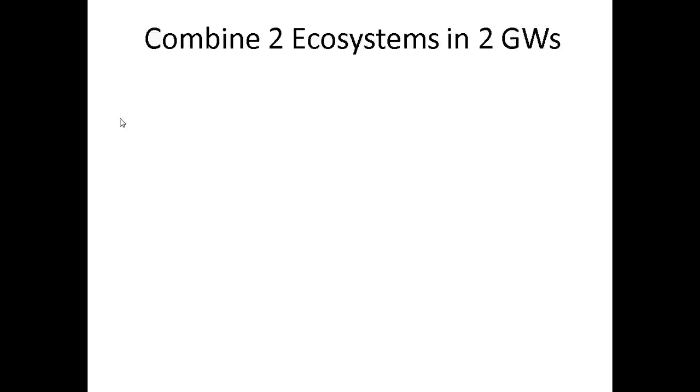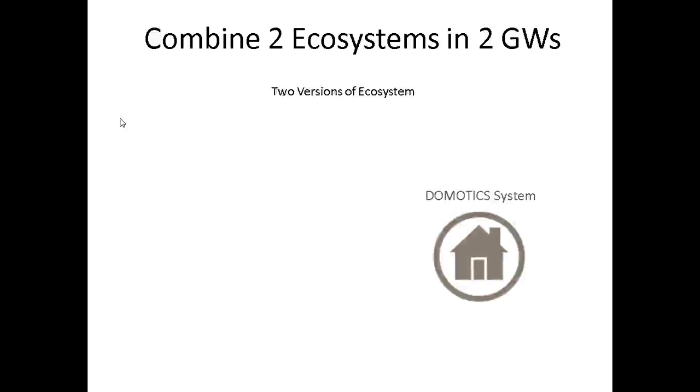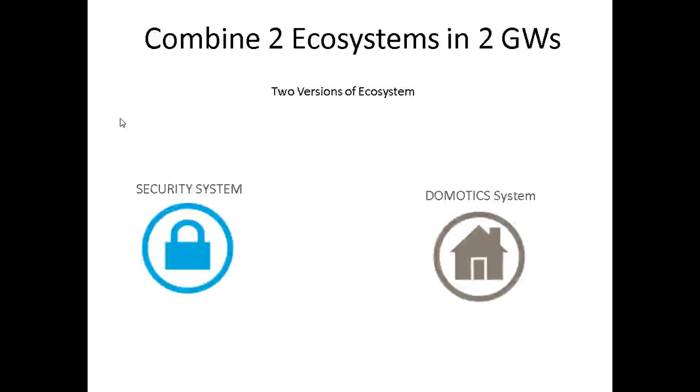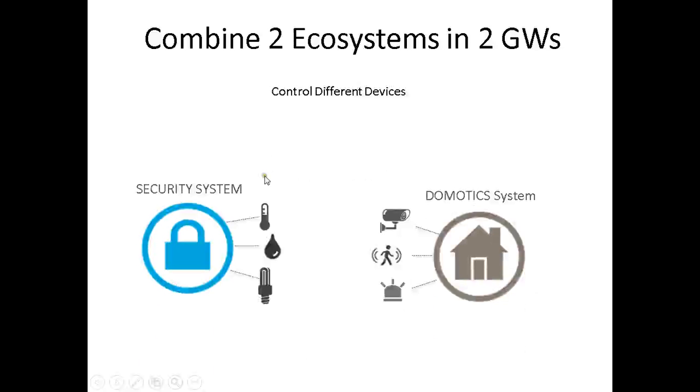So how can we combine, and what is the main target behind combining two ecosystems? This is because we can have two versions of ecosystem that are totally unrelated, let's say a domotic system and a security system. These have a set of services which are meaningful only to them alone. For example, the temperature for the one system cannot be used by the other.